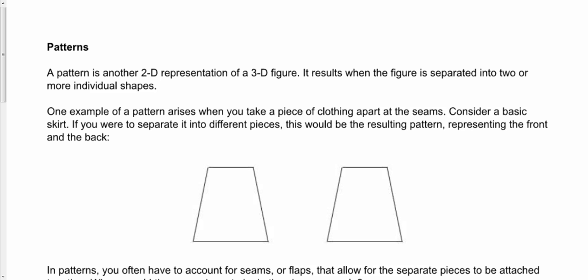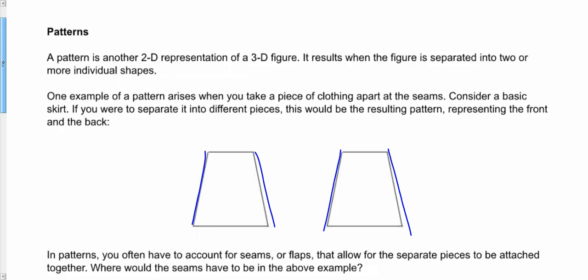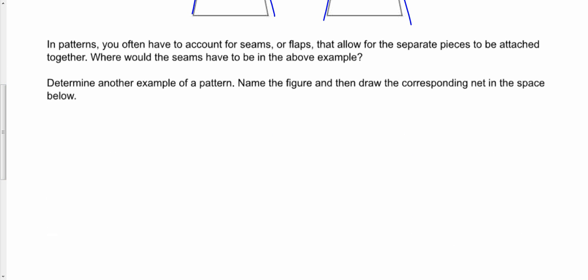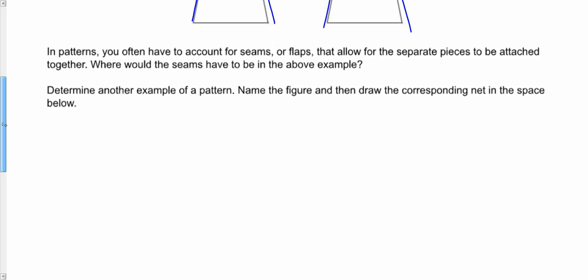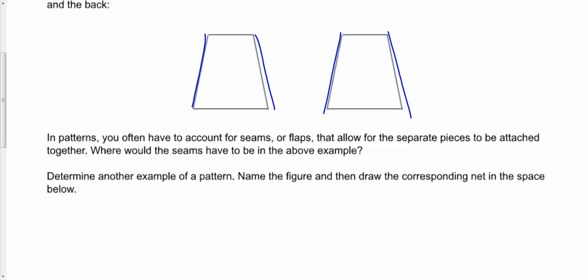Where you'd actually have the seams would be down this side and down this side, and that would connect this side and this side of that skirt. So you're actually sewing together those two components. In patterns, you often have to account for the seams or for flaps that you would use to glue pieces together, that would allow separate pieces to be attached together. So where would the seams have to be in the above example? Well, we just showed you with the two blue lines. You'd have the seams going from the bottom of the skirt to the waist on both sides, and you would sew those two things together in order to get one complete skirt.